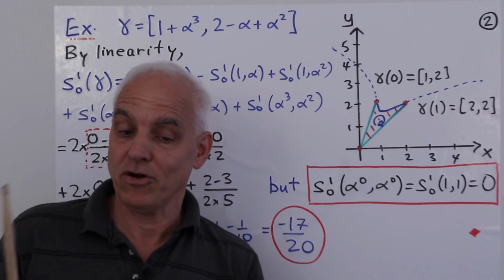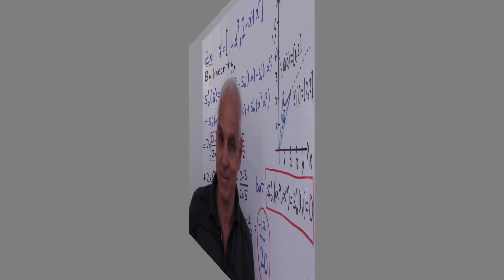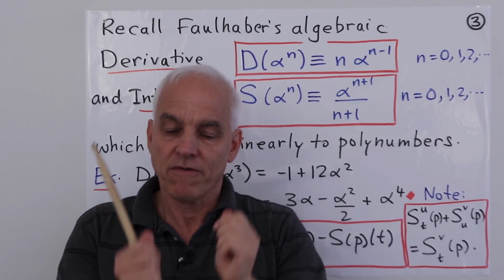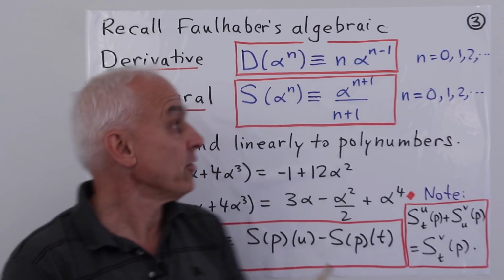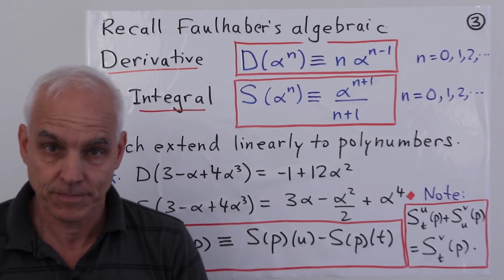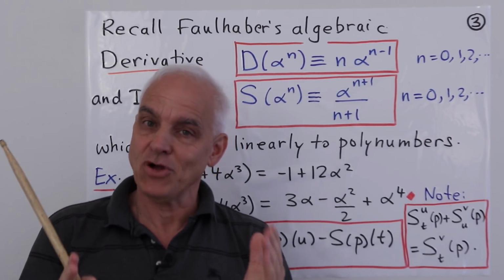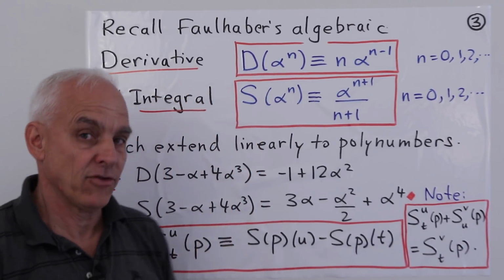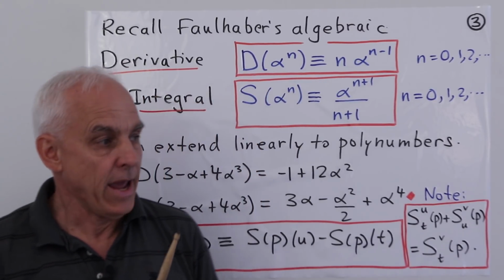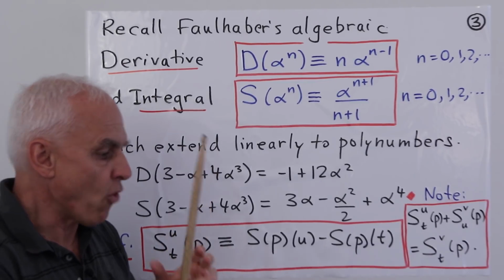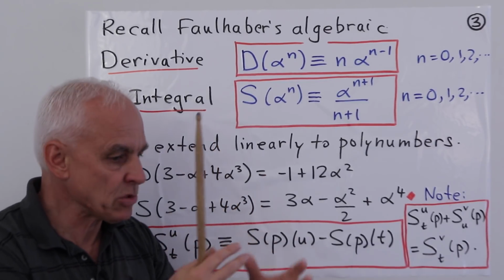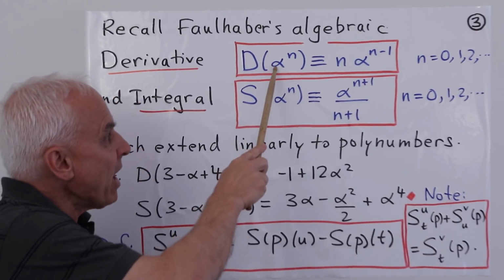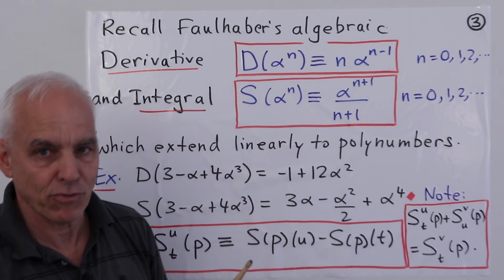That's what the fundamental theorem allows us to do. So the key algebraic tools that we're going to need are Faulhaber's algebraic derivative and integral. These are operations that we've talked a lot about, the operation of d for derivative and s for integral. And these are just formal operations, or purely algebraic operations, defined on polynumbers by these relatively simple rules.